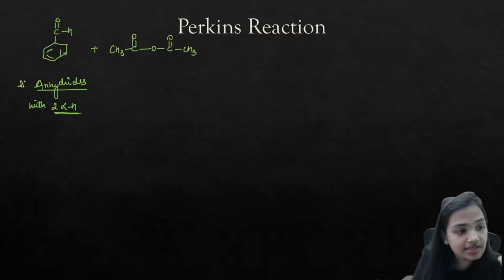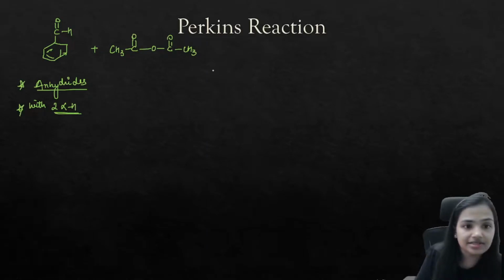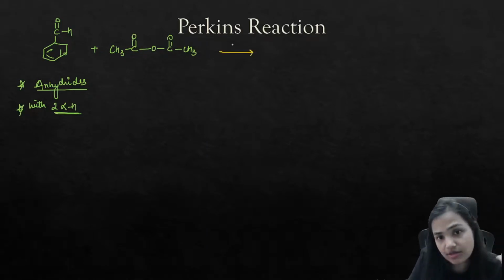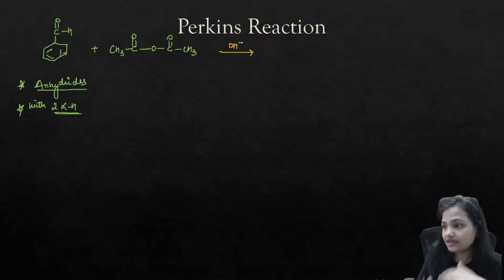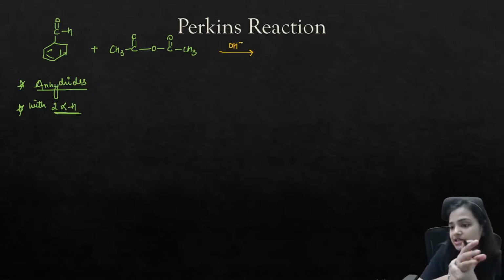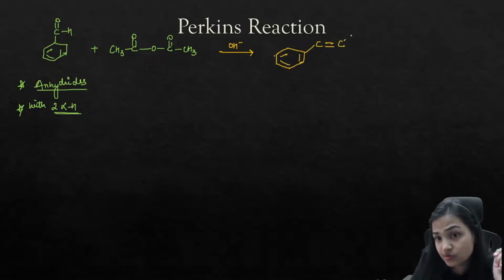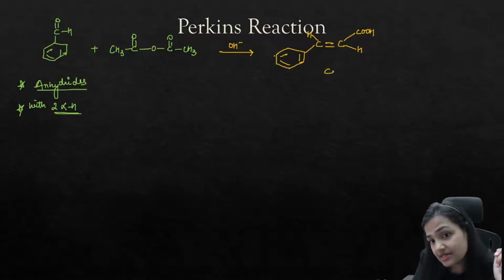Okay, so the necessary condition is an anhydride with at least 2 alpha hydrogens. These are the necessary conditions, and the reaction absolutely occurs in the presence of a base. In the presence of a base, the reaction will result in the formation of what? Any idea? That is cinnamic acid.